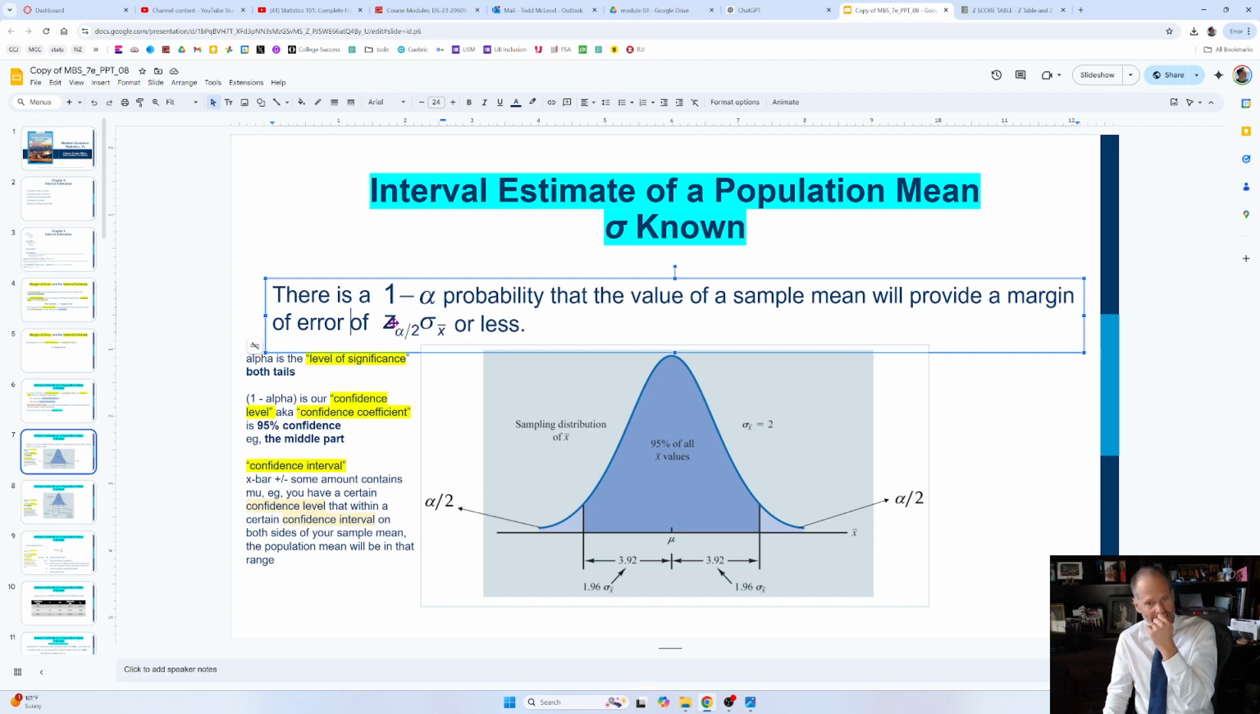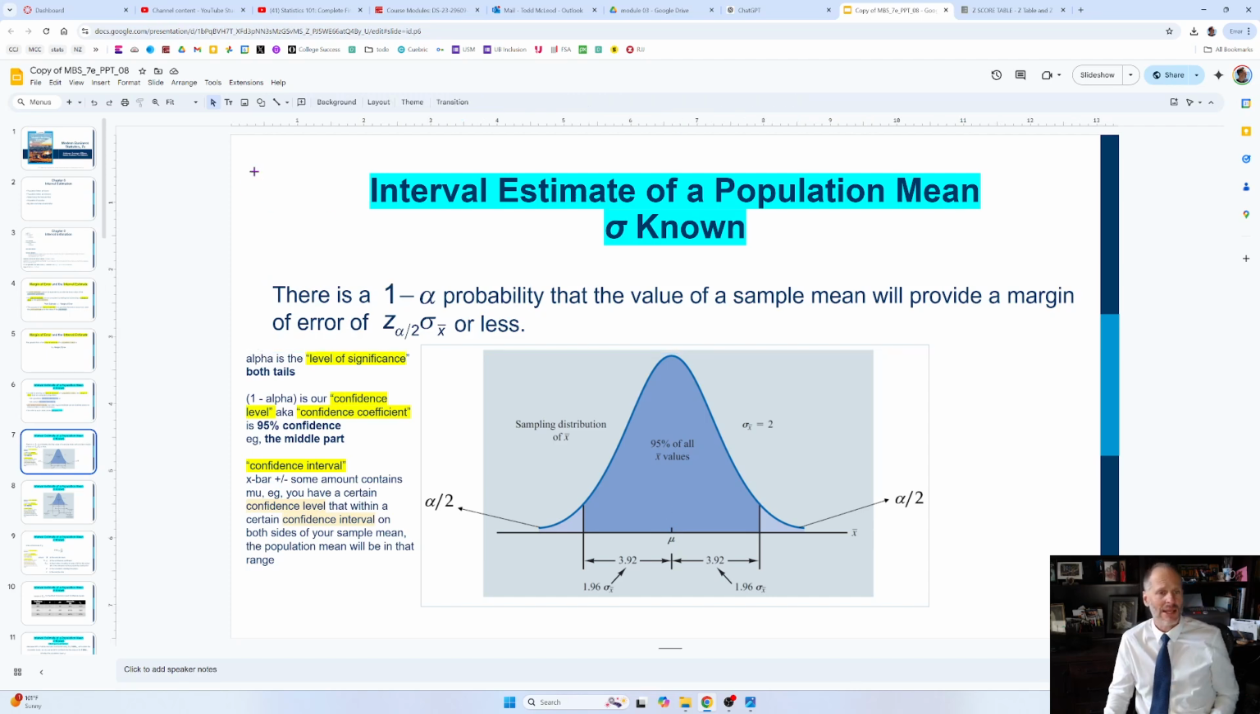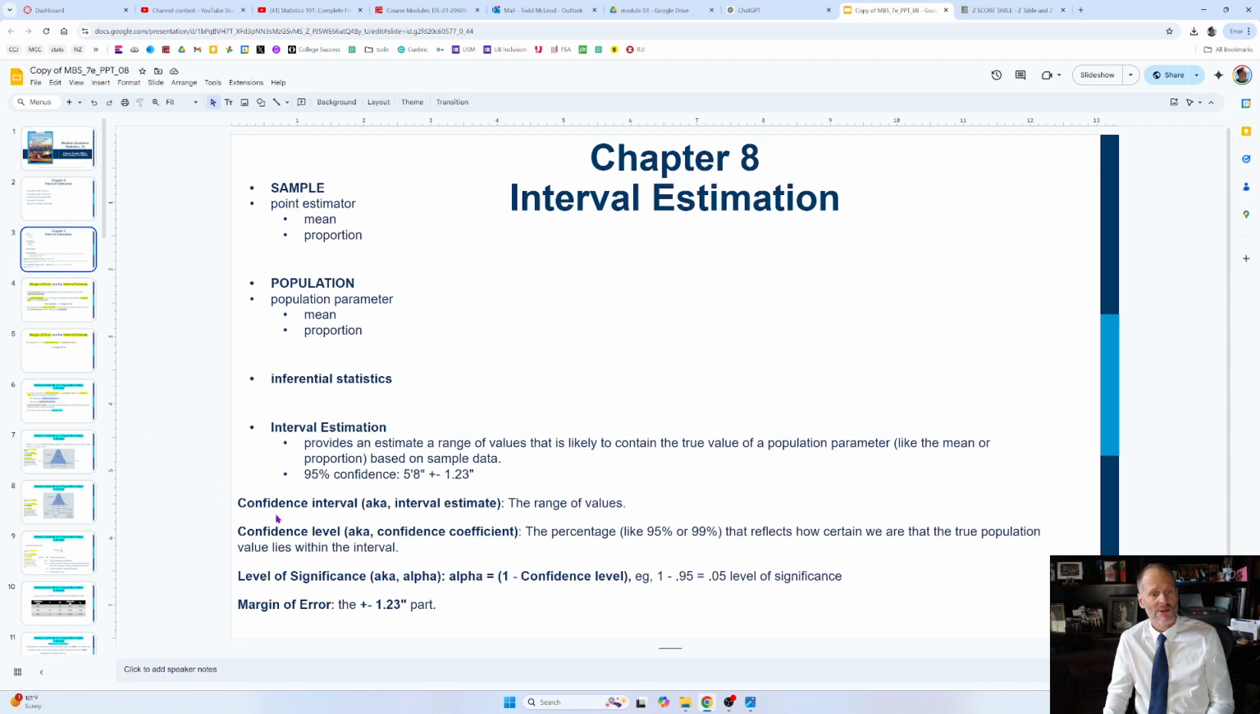We have a z score, and we're finding the z score for a certain amount of data, and then we have our standard error, which is the standard deviation of our sample mean. And we'll see how to calculate it in a second, and that'll become more clear. So alpha is the level of significance. It's both tails. And 1 minus alpha is our confidence level, aka our confidence coefficient.